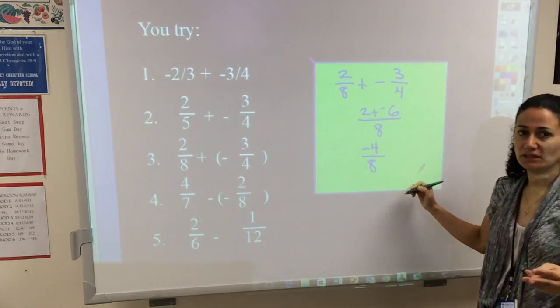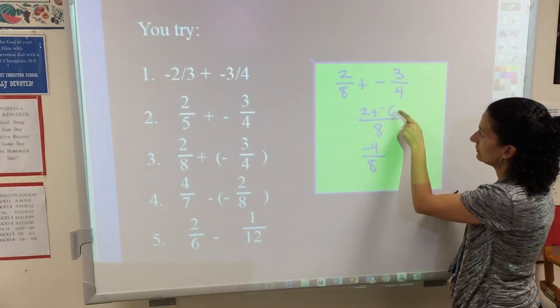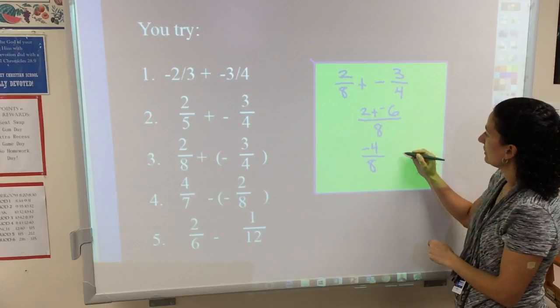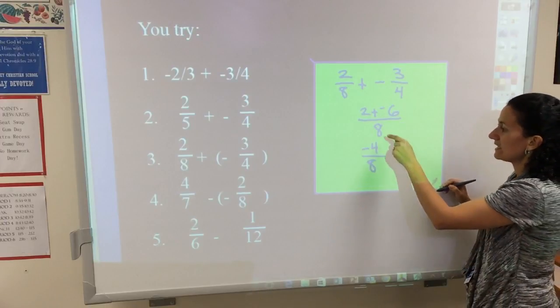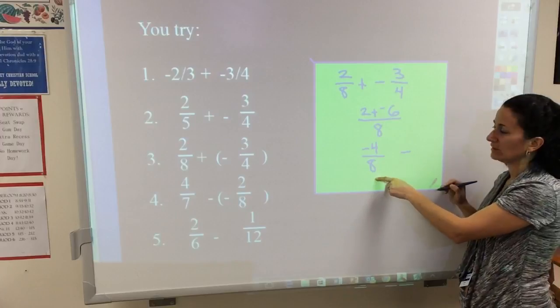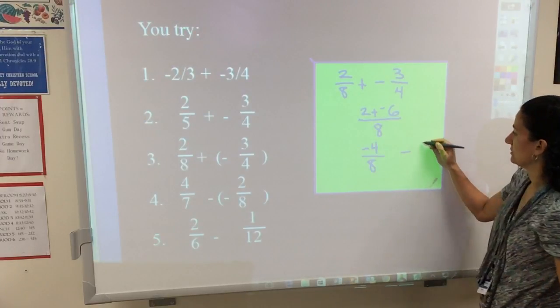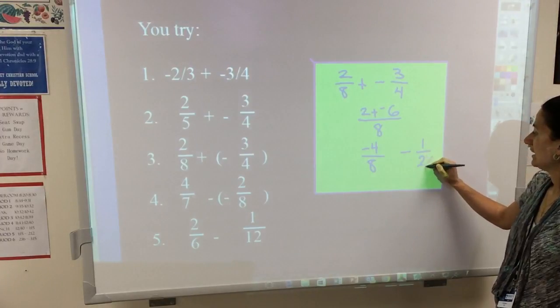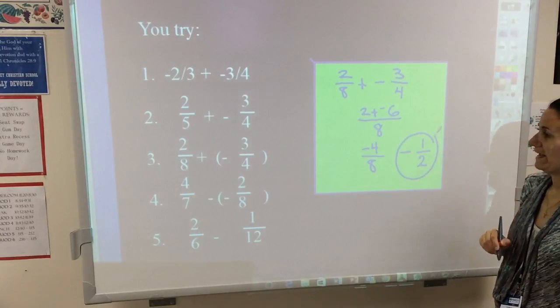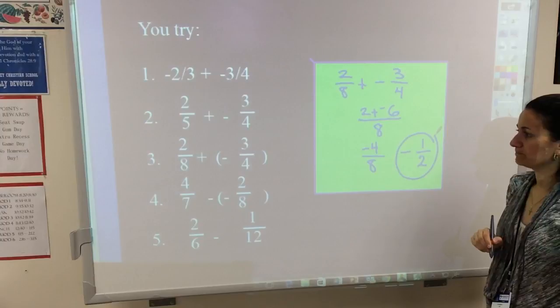And now I'm going to do 3 things again. I'm going to check my sign. Bigger absolute value is negative. So my final answer is negative. It is a proper fraction, so I don't need to turn it back into a mixed number. But it's not simplified. So I can divide by 4, and I get negative 1/2. How'd you do on that one?